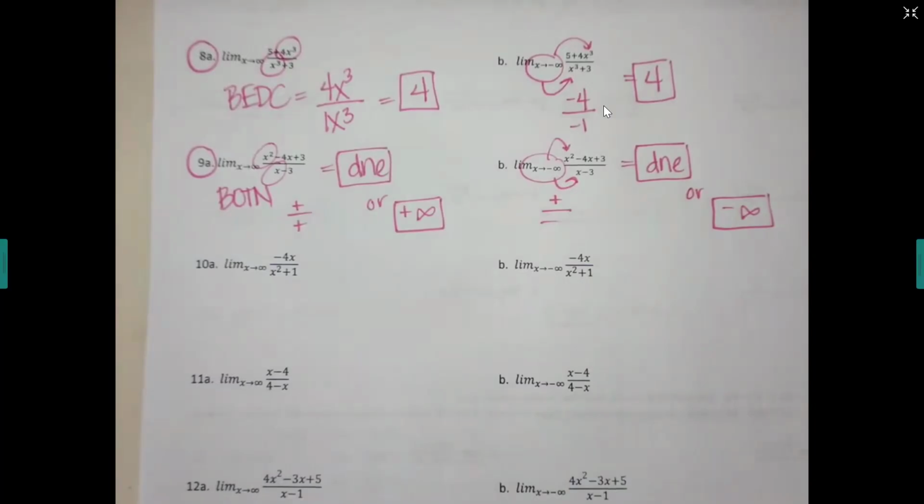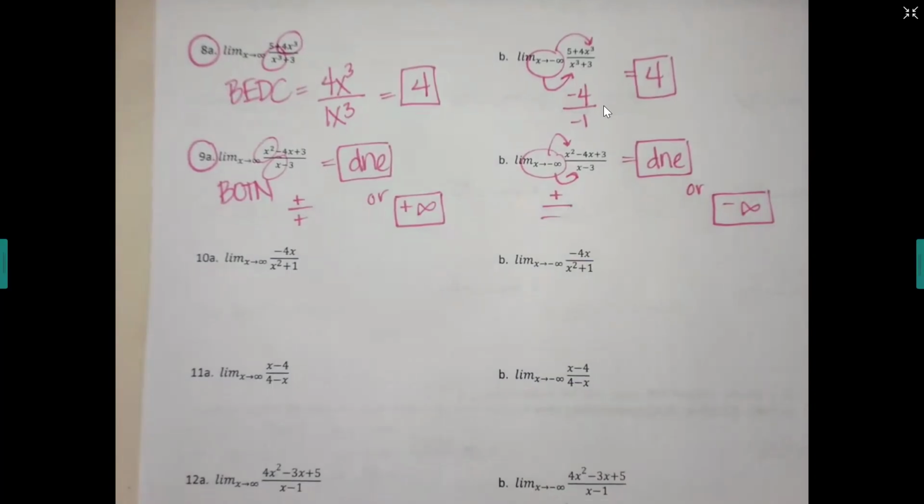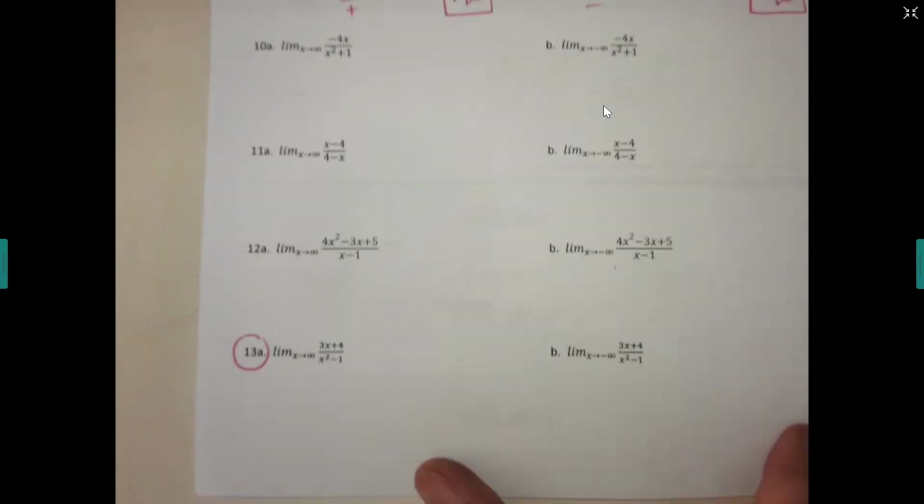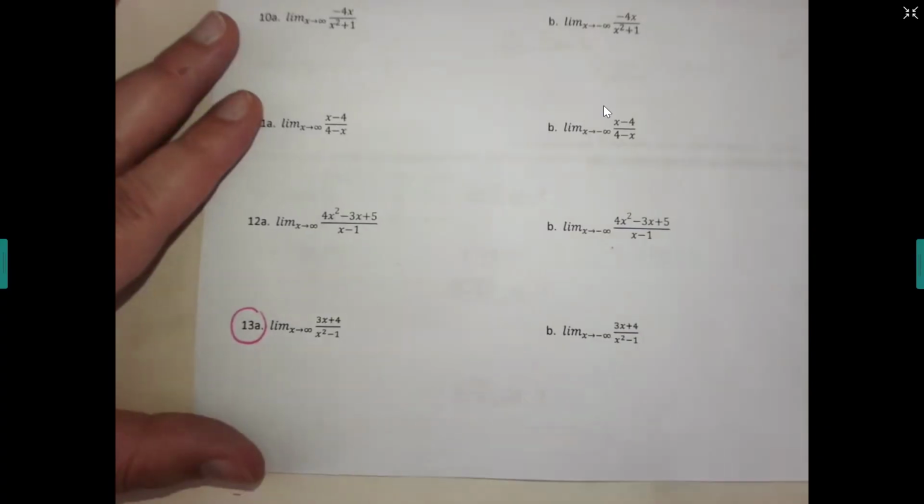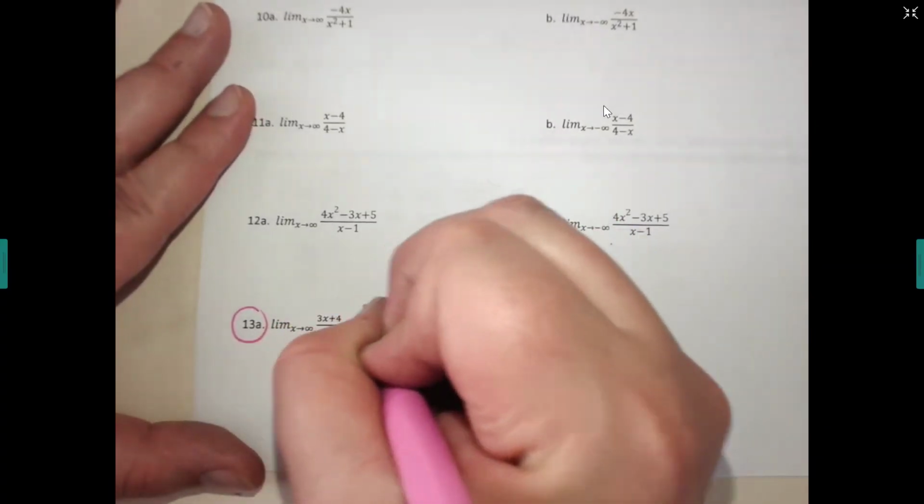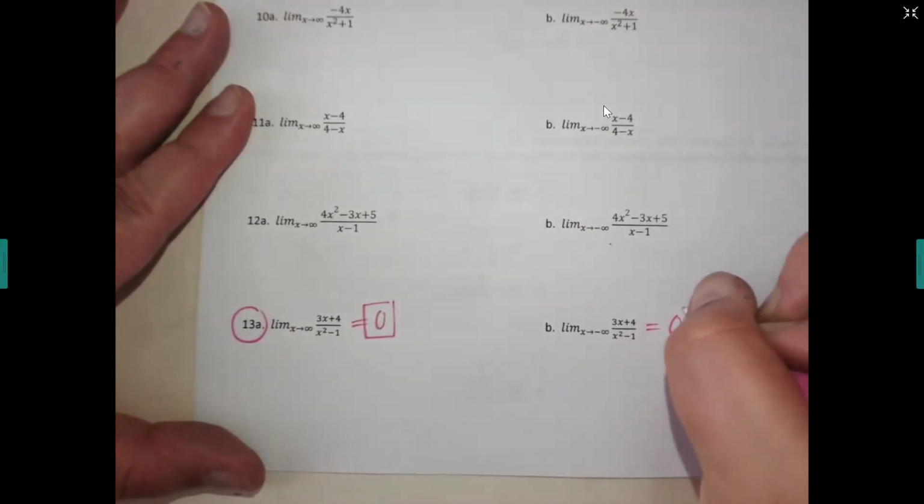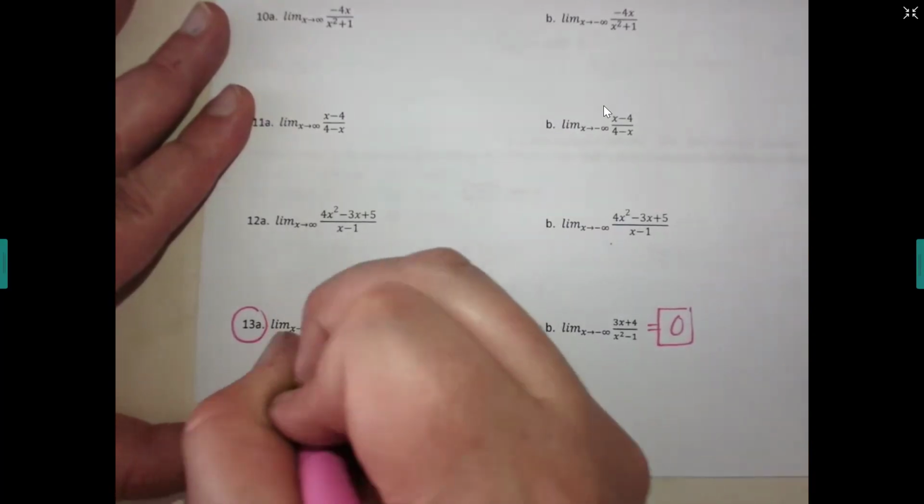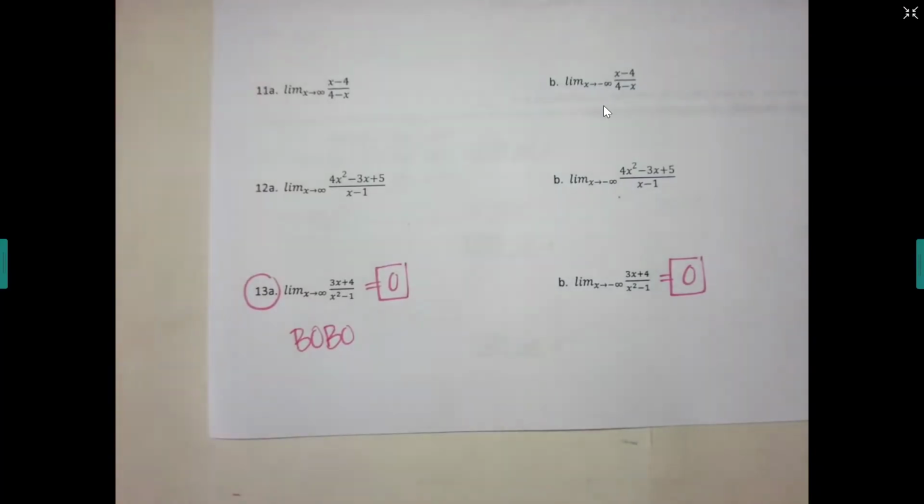Okay? All right, skip down to 13. Bobo, Botan, or Betsy for 13. Okay, Bobo, which means that they're both 0. Okay, notice I don't have any weirdos in that, which means that I don't have to check both sides to come out different. I know they're going to be the same. All right, go ahead and turn the page.